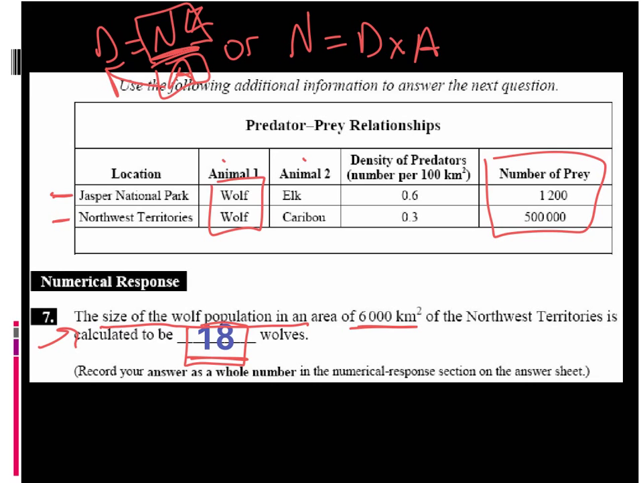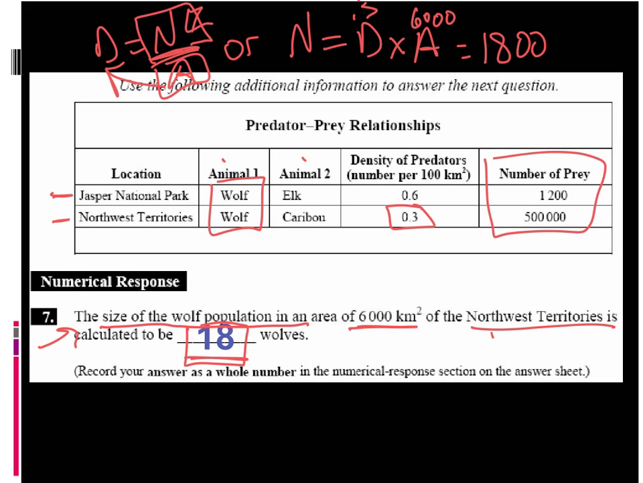Now, it's not just as simple as taking our numbers. So our area is 6,000 here. If I represented 6,000 for A, and my density, because again, we are looking at the Northwest Territories, so we're looking at this value here, 0.3, that is going to equal 0.3 times 6,000, which equals 1,800. Now, what is wrong with that?